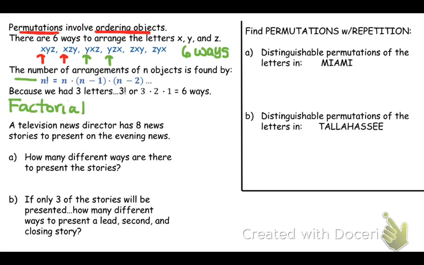And that's what this says. N exclamation mark means N factorial. So N would be 3, because we had 3 letters. Then we do the 3 minus 1, that would give us the 2. The 3 minus 2, that would give us 1. So 3 times 2 times 1 gives us the 6 ways.